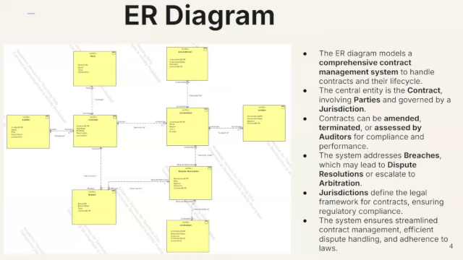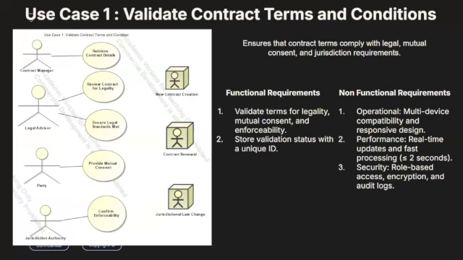Now we'll move on to our first use case. The first use case is validate contract terms and conditions. This ensures that the contracts are legal, enforceable, and aligned with jurisdictional requirements. The actors involved here are the contract manager, who initiates the validation process and retrieves necessary contract details; a legal advisor, who reviews the contract for legality and compliance with jurisdictional laws; parties, which provide mutual consent to the contract terms; and jurisdiction authority, who confirms that the contract is enforceable within its legal domain.